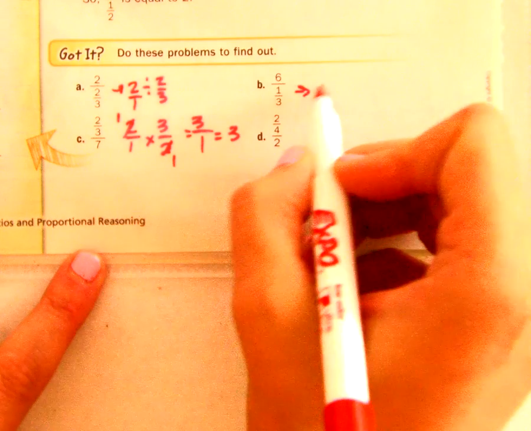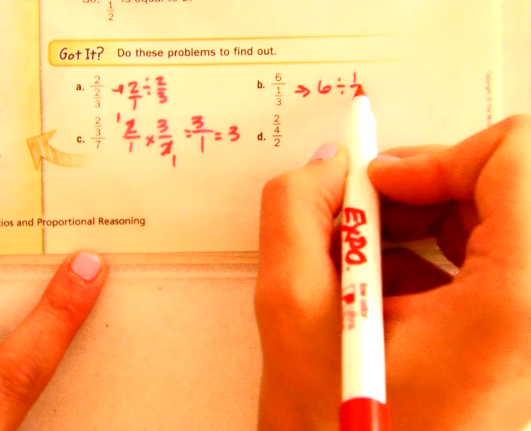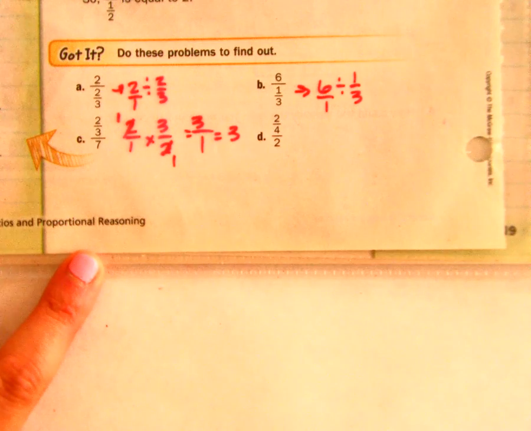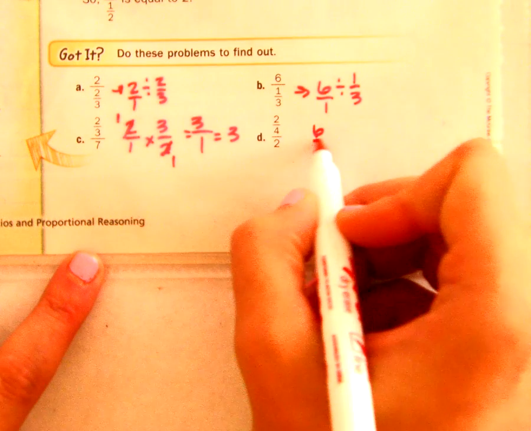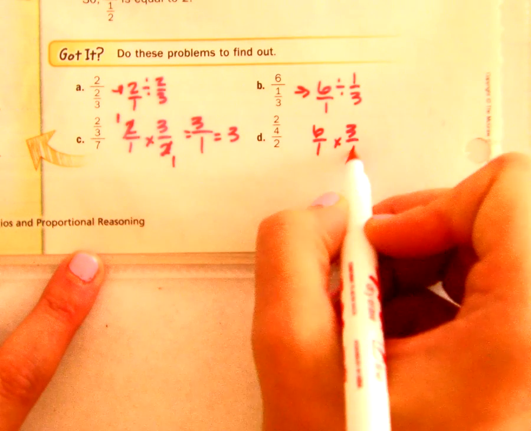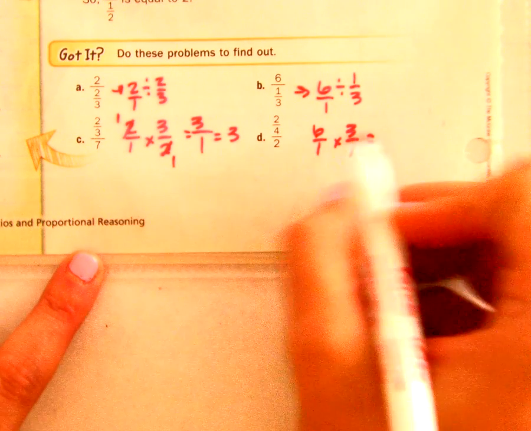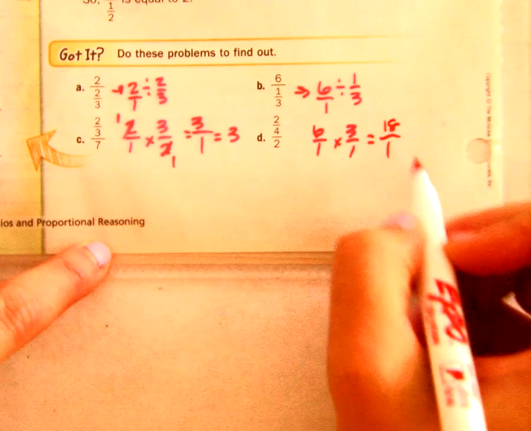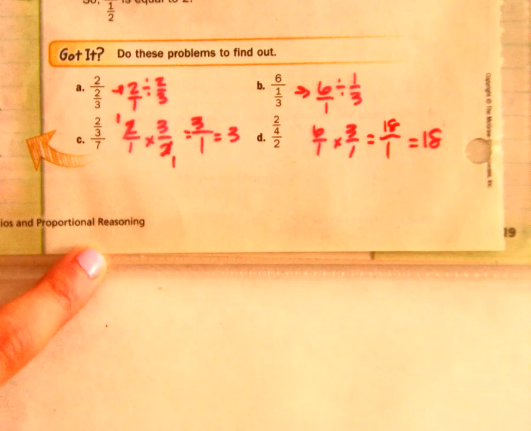If we look at example B, we have 6 and 1/3. So again, I take my numerator divided by my denominator. And again, I have to have fractions, so I put my 6 over 1. To divide fractions, we multiply by the reciprocal. And I can't cross simplify, so I multiply straight across. 6 times 3 is 18. 1 times 1 is 1, which simplifies down to 18.